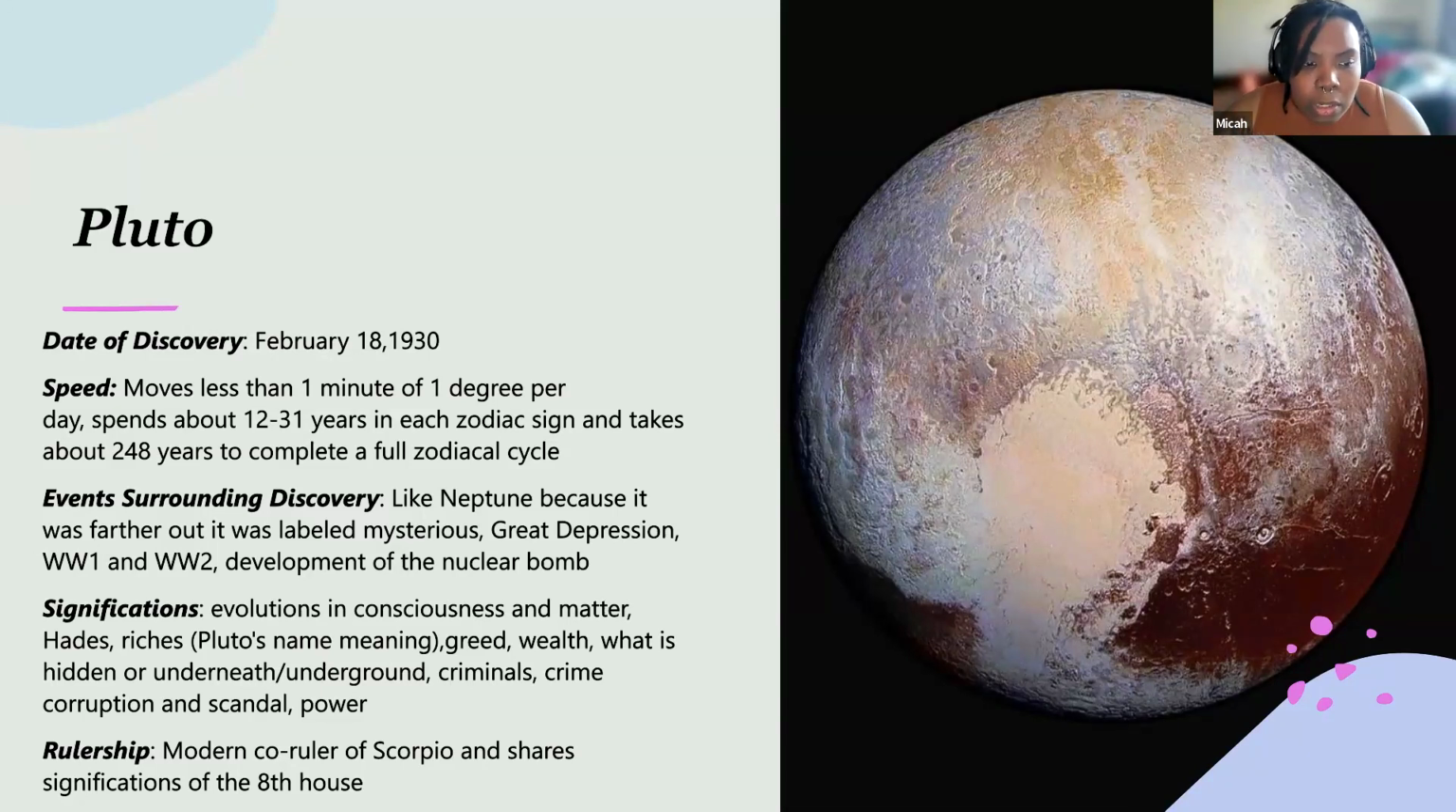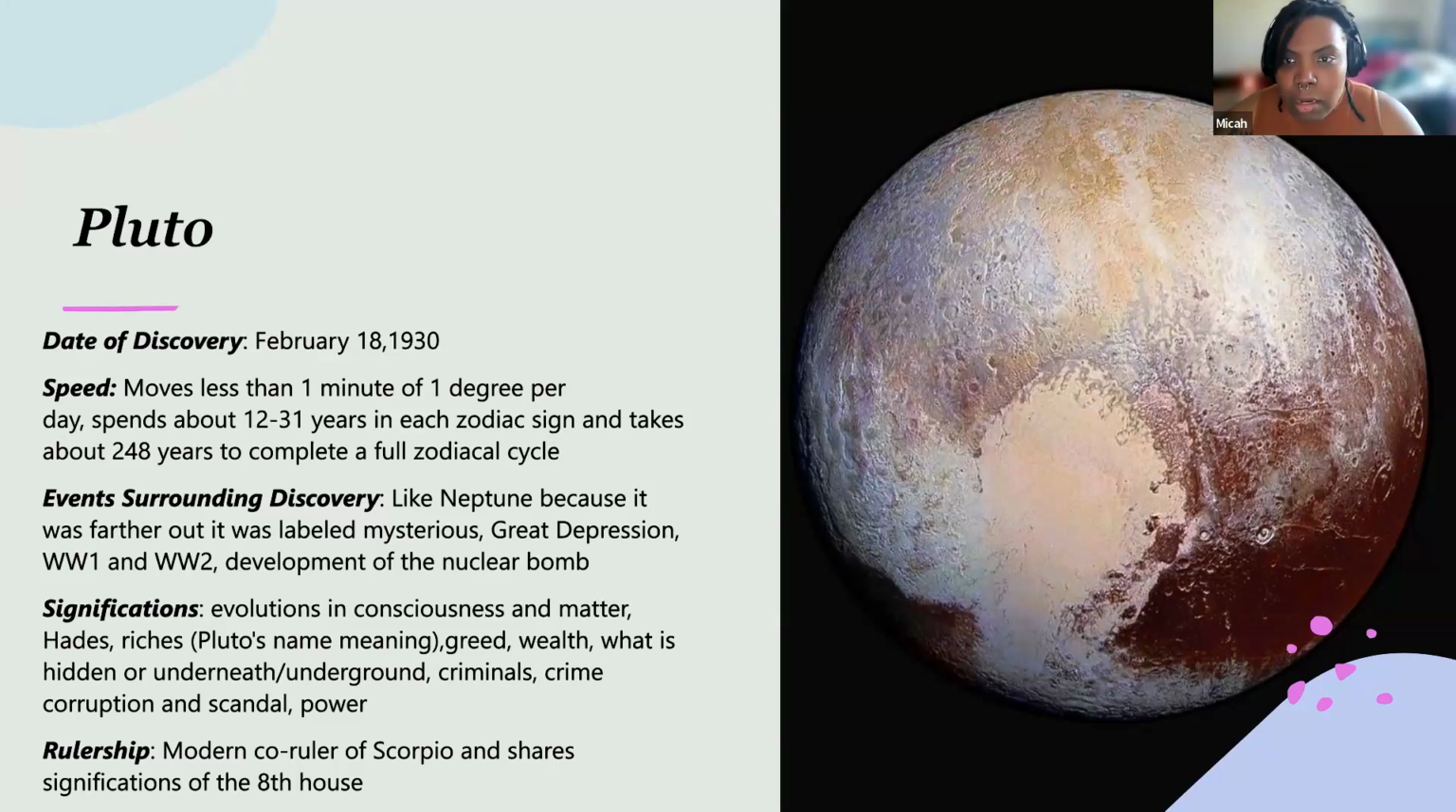What's hidden or underneath or underground. Speaking of underground, we can also have criminals, so things that are done at night, things or people that come out at night with nefarious intent. Crime, corruption, scandal, as well as power. So obviously, not all of those things are bad. But Pluto still has a very dark kind of association with it. But it also has some very good significations.